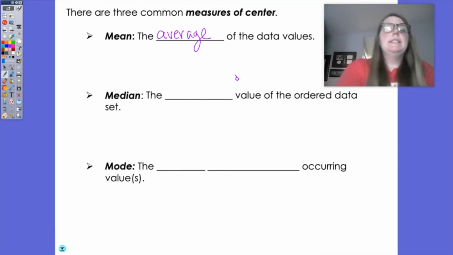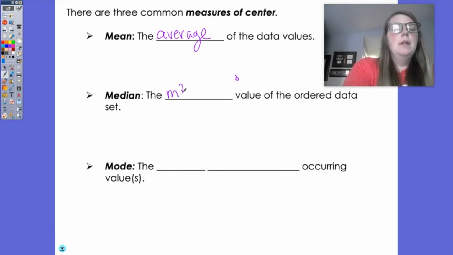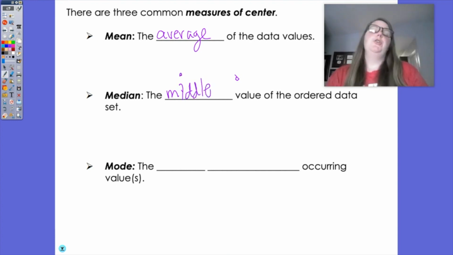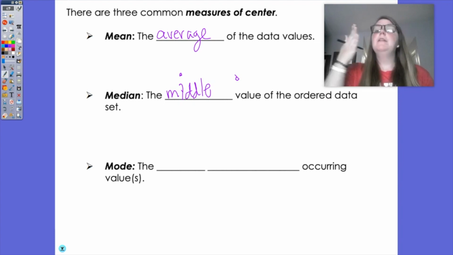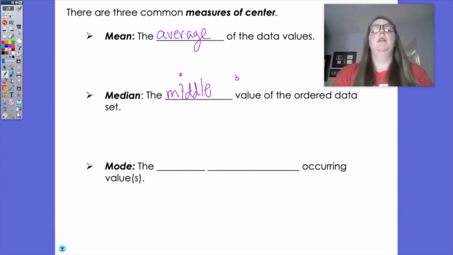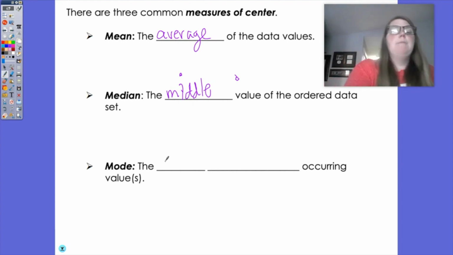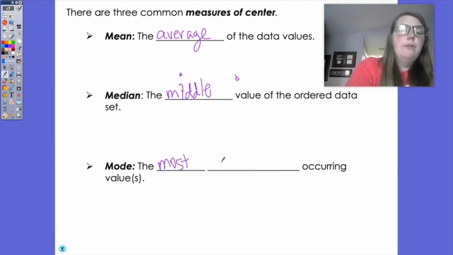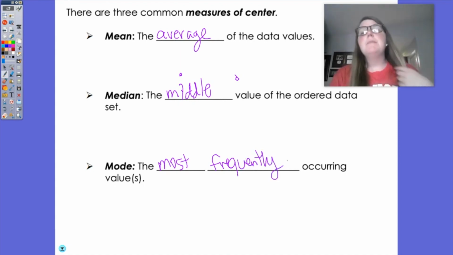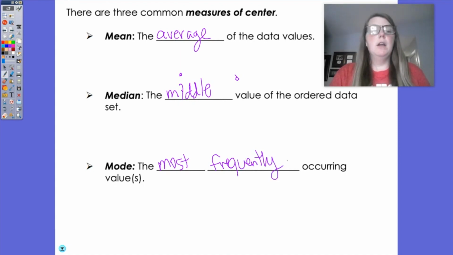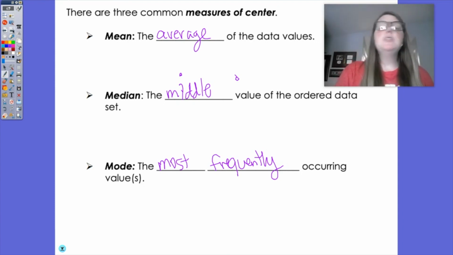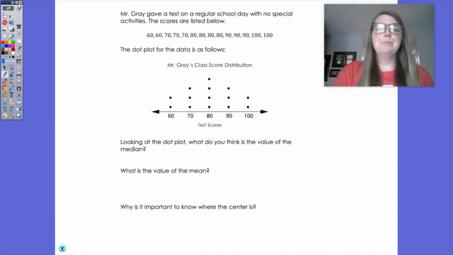The median is the middle value, like the physical middle. So if I were to order the data from least to greatest, the number in the middle of that data would be the median. And then mode is the most frequently occurring value. Sometimes data doesn't have a mode if there isn't a more frequent value, and sometimes you could have more than one mode. So we're going to look at these three things today.